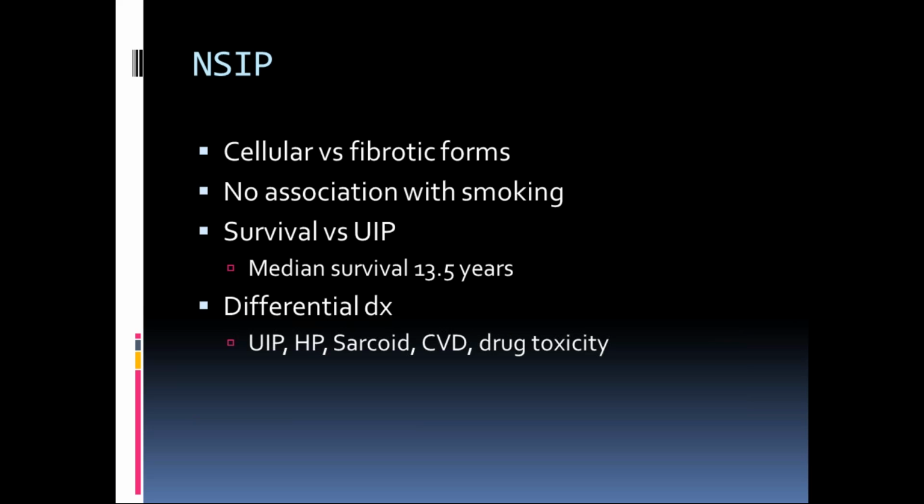So the cellular and the fibrotic forms throw a little bit of a wrench into the positive predictive value for UIP with honeycombing, because there is a fibrotic form of non-specific interstitial pneumonitis, which is the 5%. That's the one that doesn't allow honeycombing to be 100% predictive. There is a fibrotic form that does have the traction bronchiectasis and throw in a little bit of honeycombing, and that makes it quite difficult to determine the difference between the two.